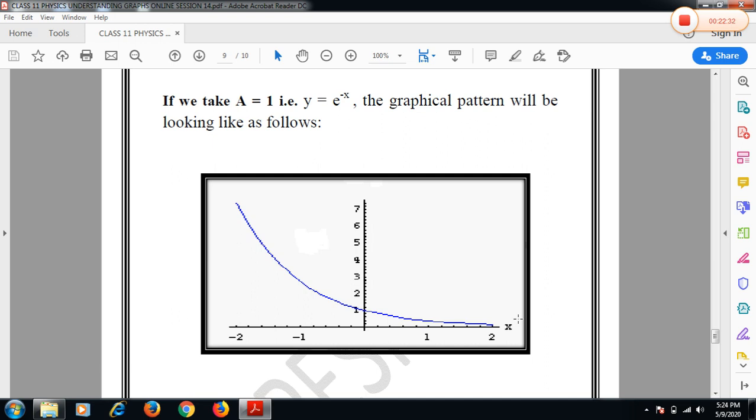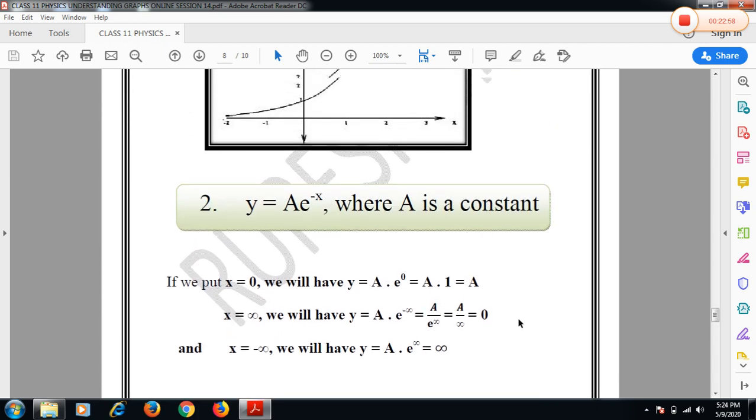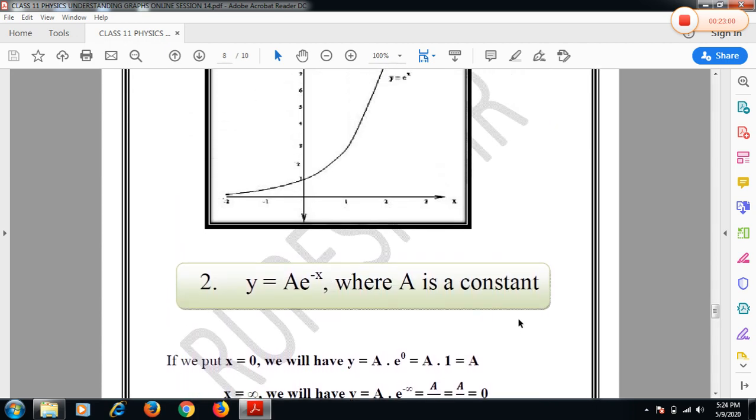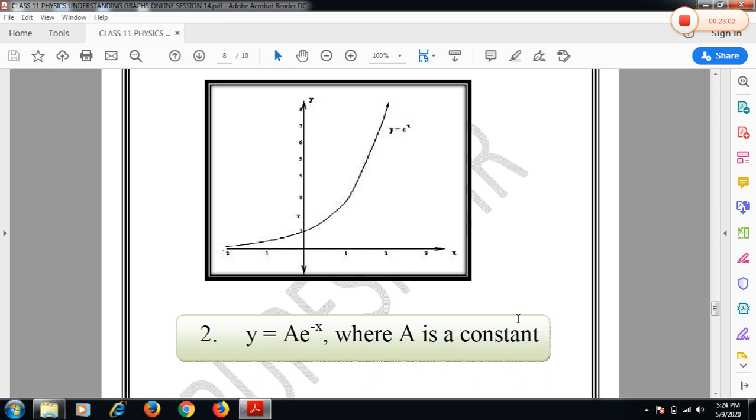They won't cut the x-axis for any finite value of x. Rather, at x equals infinity in this case, and in the previous case x equals minus infinity, they will cut the x-axis. So they are of asymptotic nature. Let us look at these two graphs carefully.